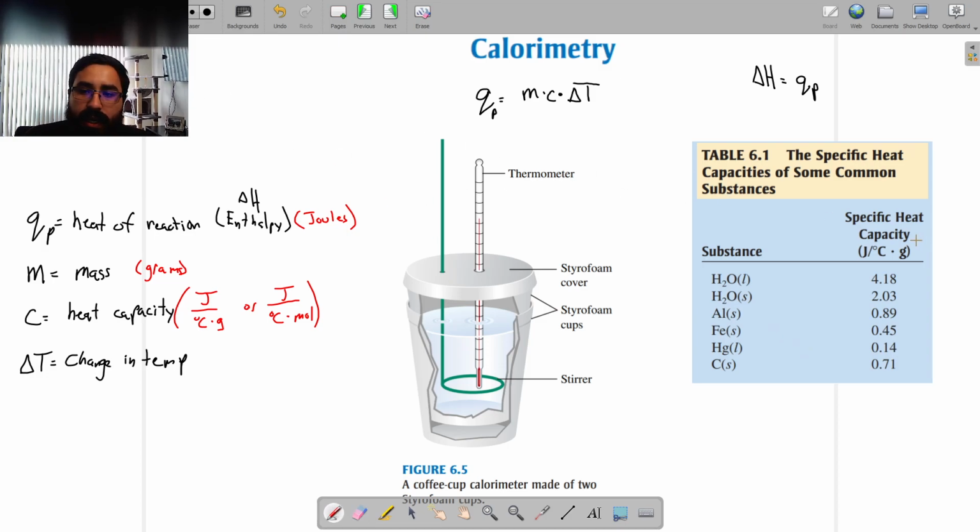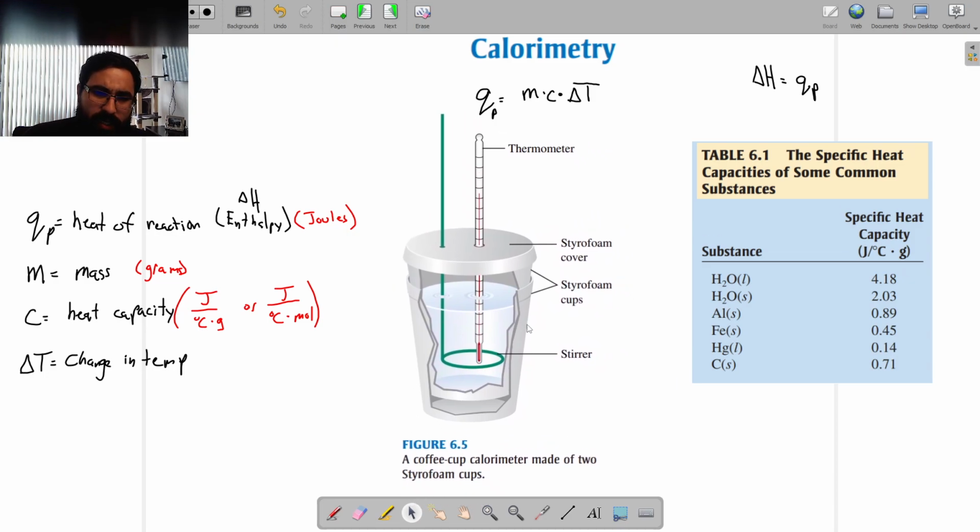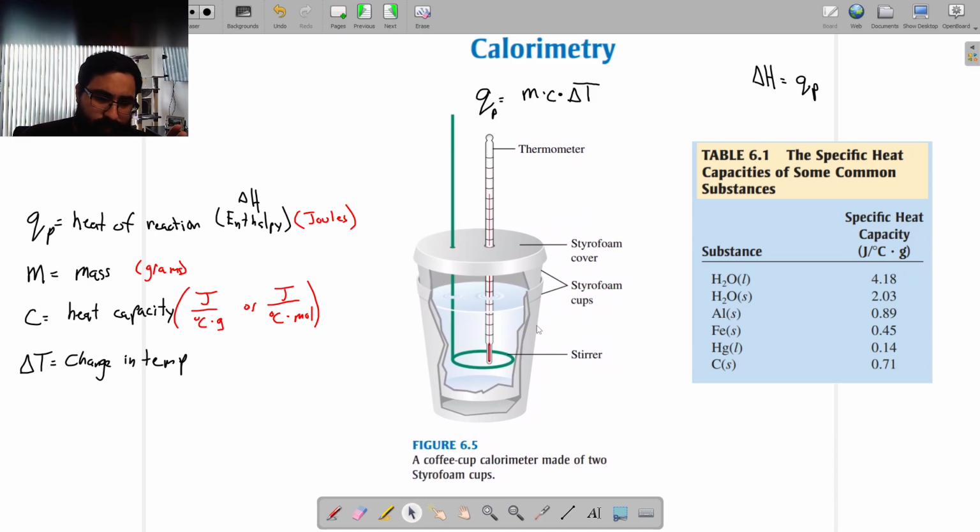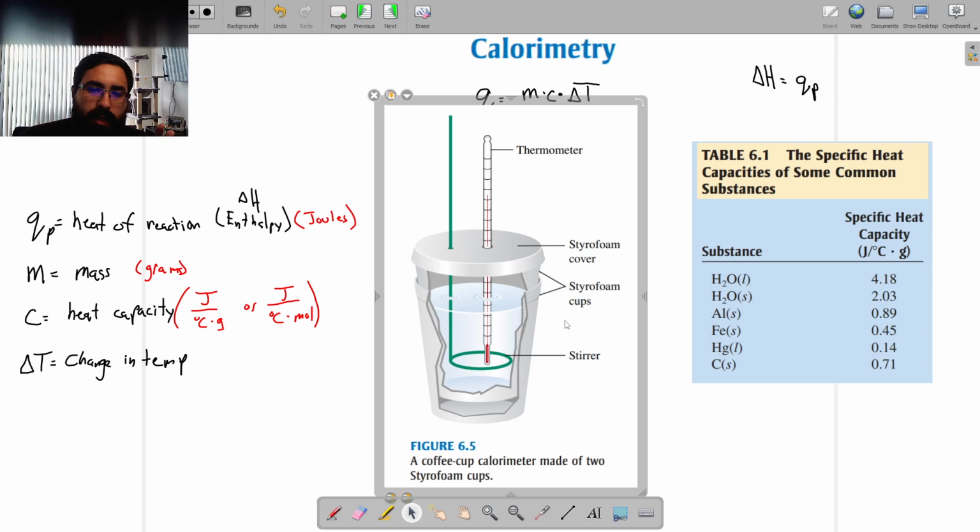Now, there is specific heat capacity. Specific heat capacity refers to when we're looking at 1 gram of the substance. When we are looking at 1 mole, we call it molar heat capacity. And the difference is the unit, that gram is going to be a mole. All right. But we're going to talk about the calorimeter a little bit more in detail.